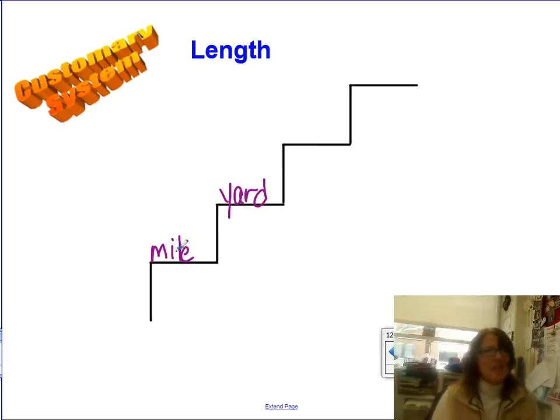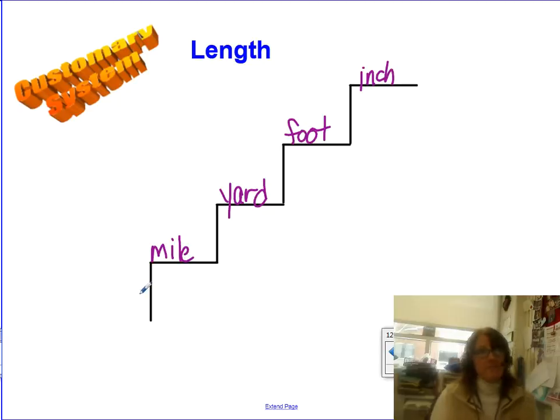Mile, yard. Then comes a foot or feet. I'm going to put foot and keep it singular. And then inch. Anything smaller than an inch, we measure with fractions of an inch, like half inch, quarter inch, eighth inch, 16th, that sort of thing. All right, so here we are.